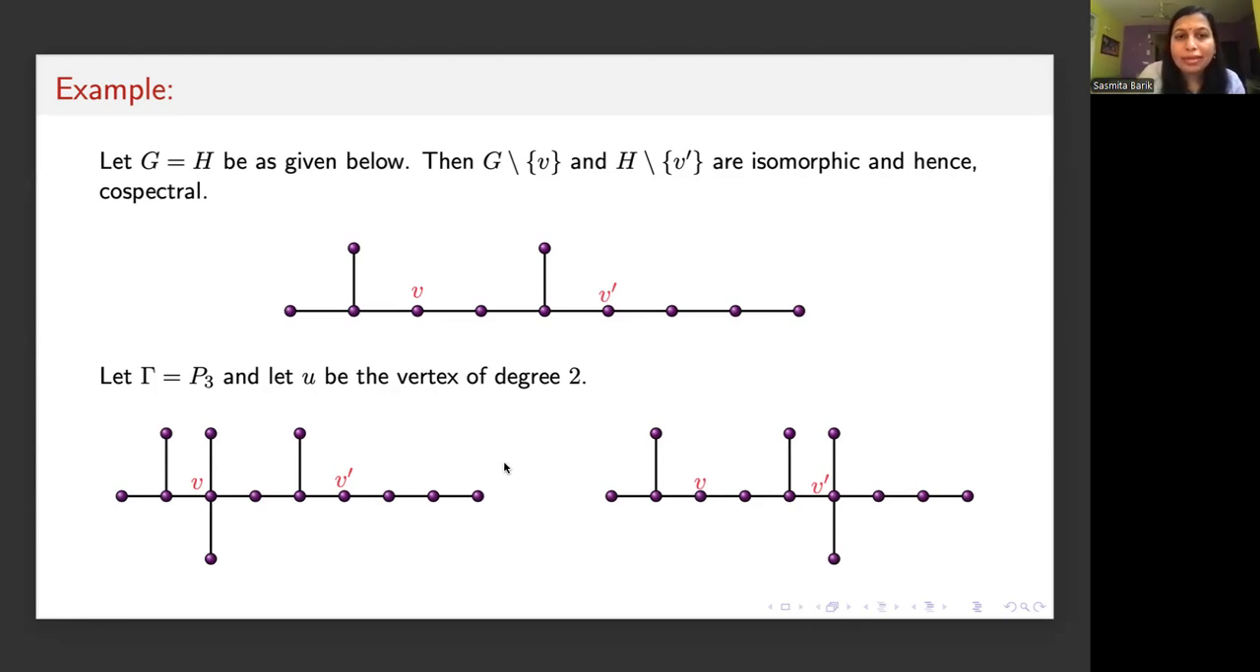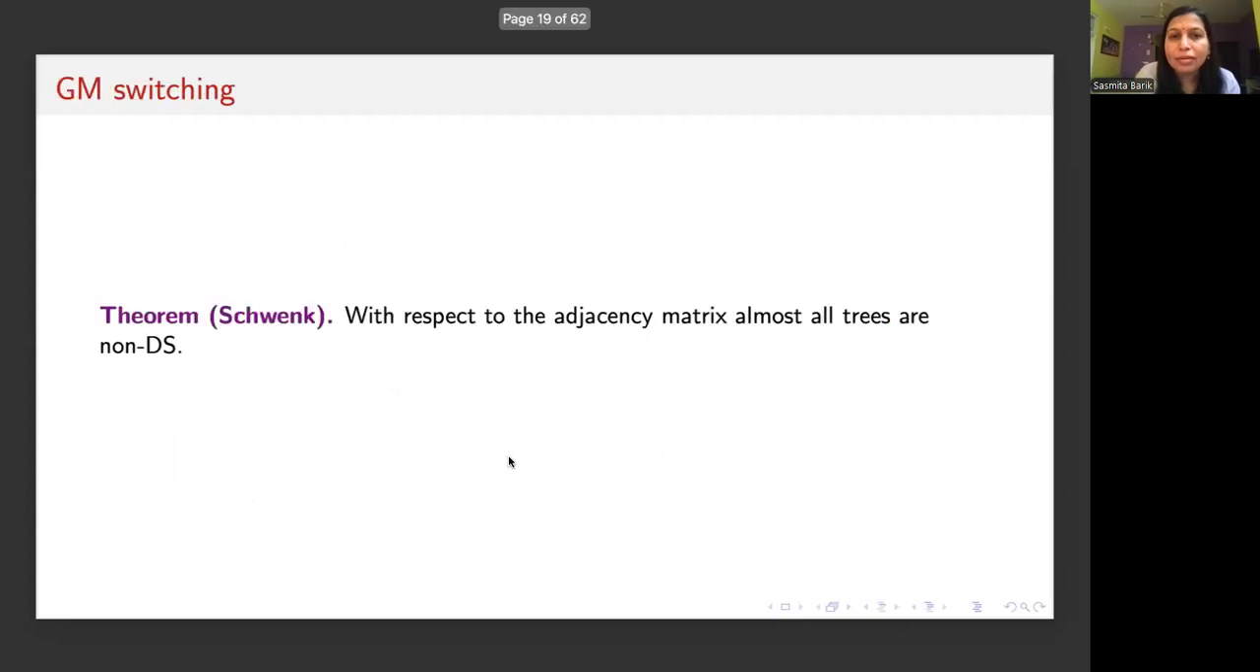Okay, so this is a nice construction. Here I took P3, but you can take any graph. And so this can give infinitely many co-spectral pairs. This construction is not only interesting in giving infinitely many pairs, it has also been used to prove an important result: that with respect to the adjacency matrix, almost all trees are not determined by spectrum. That means for almost all trees, you can have co-spectral pairs.